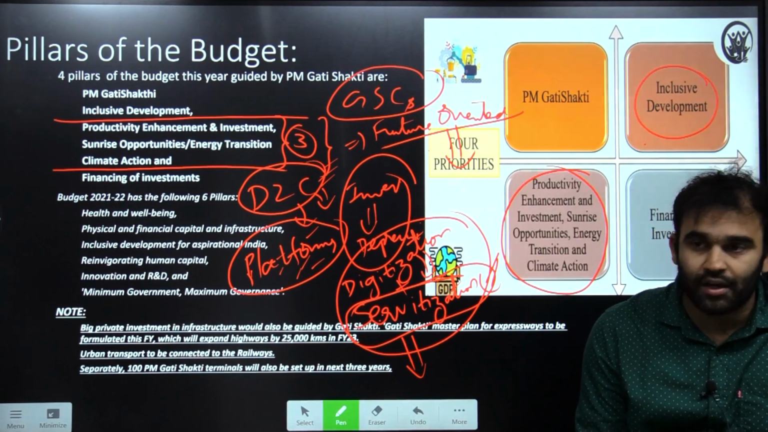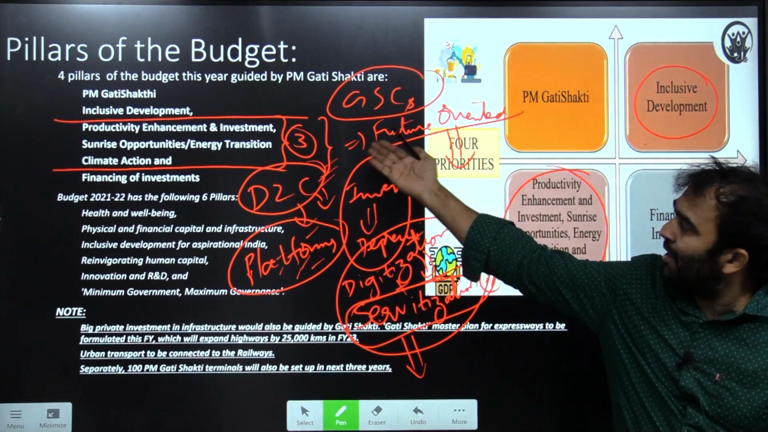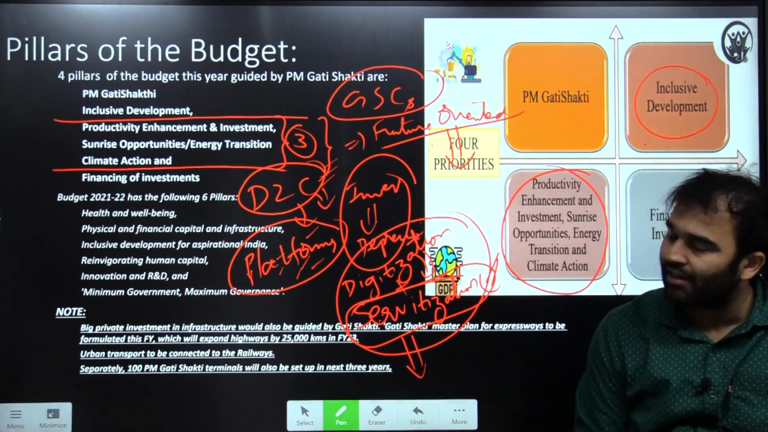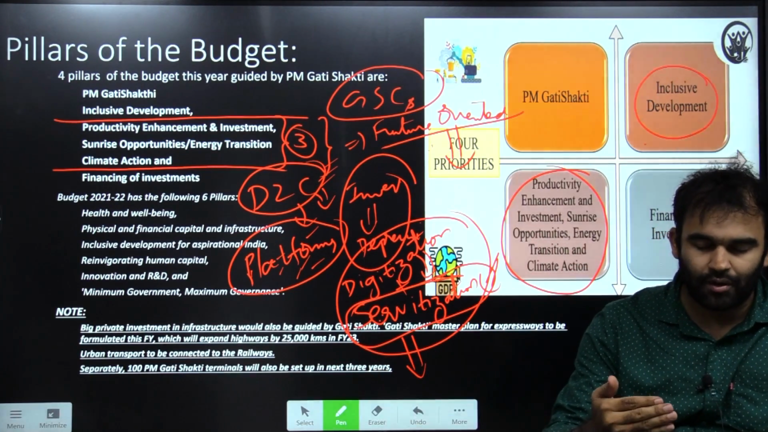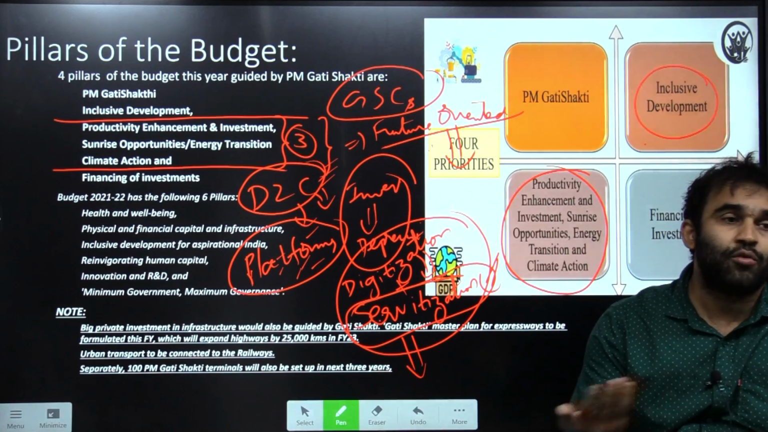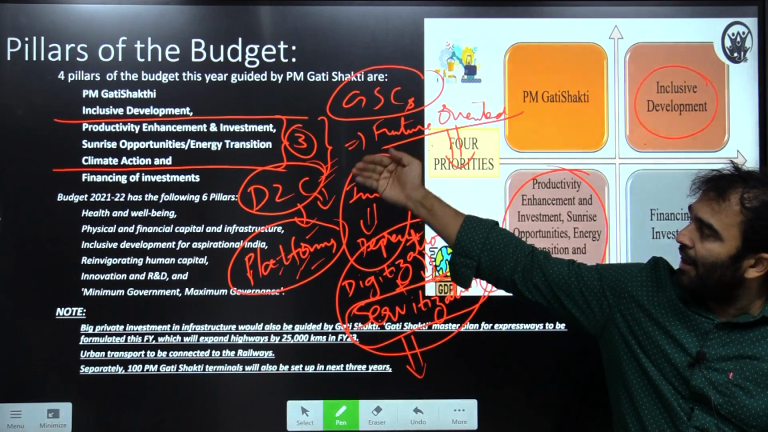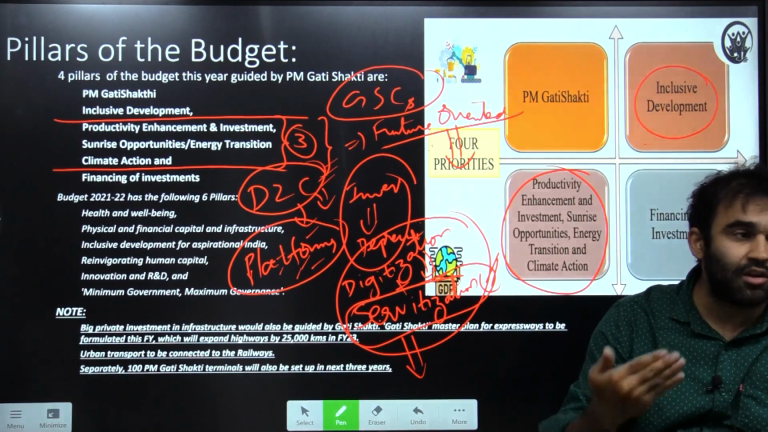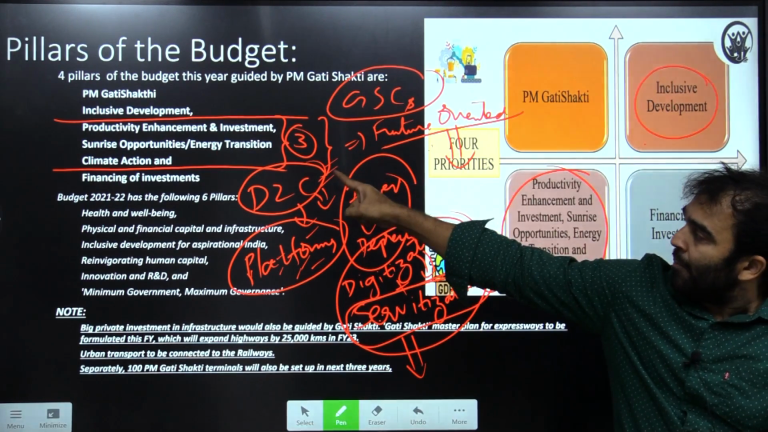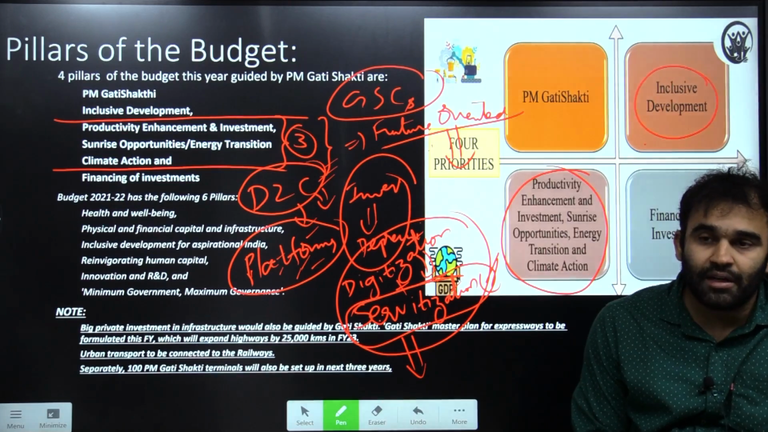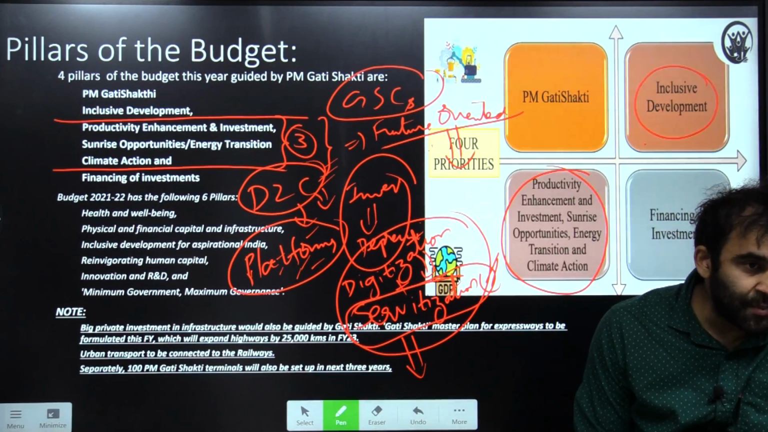If we are not going to focus upon these future technologies and the future orientation, if the economy is not going to have the future orientation, there is no way that the economy can sustain. So that's the reason for this third pillar. And how can we do that? Of course, only technology can give you better productivity. So productivity enhancement and investment.